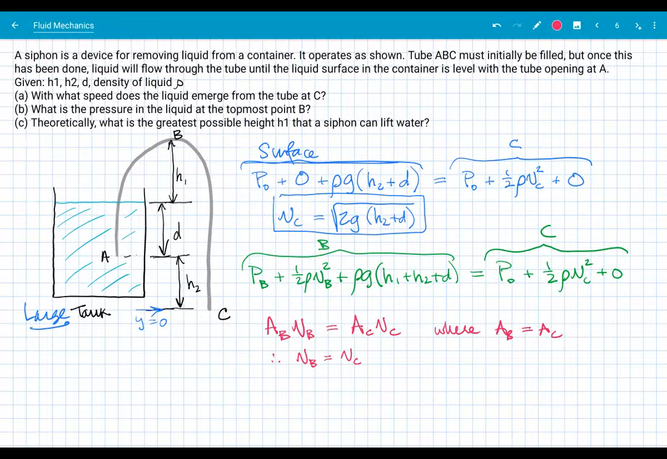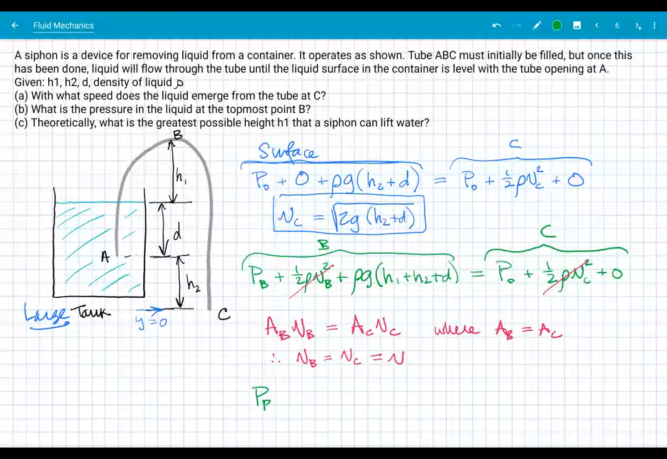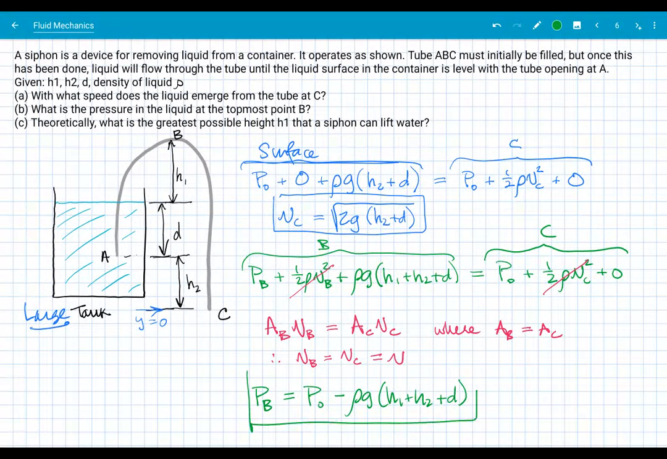Okay, so I know that those are the same, so I'm just going to start calling that v now. I don't have to use the subscript. I can drop that subscript, which is kind of nice. So if I drop that subscript and I know that those v's are the same, then that tells me that those kinetic energy terms are exactly the same on either side of the equation. So those can go away. And that allows me to write an expression for the pressure at point B: it's going to be atmospheric pressure minus rho g times (h1 plus h2 plus d). So this is another equation that I might find useful.